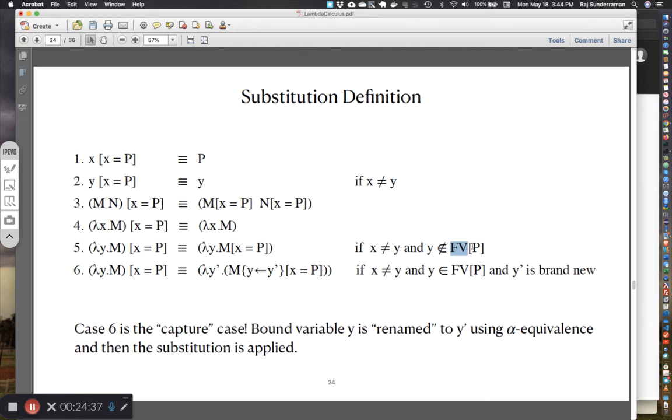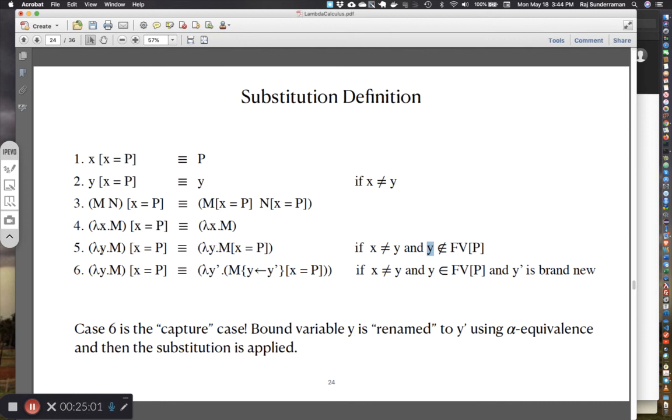We calculate the free variables for p and check whether y is not in that. By the way, this x and y must be different, right? If they're the same, then you're in case 4. So that's why I explicitly stated if x is not equal to y. And if y is not a free variable of p, then it's not the capture case. Then we can blindly substitute, correct? And that's what this one says.